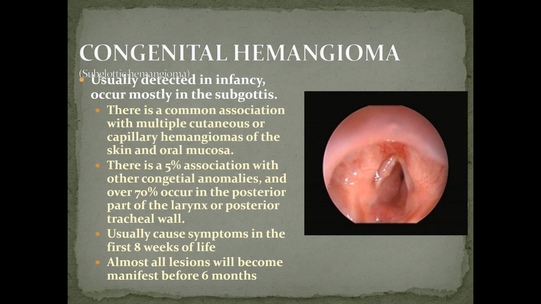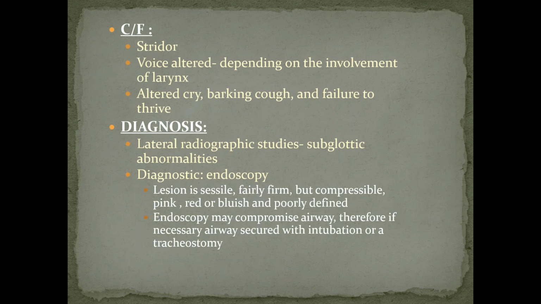Usually it causes symptoms in the first 8 weeks of life. Almost all these children will present with stridor within 6 months of life. So diagnosis is by video laryngoscopy or video stroboscopy. The lesion is sessile, fairly firm but compressible, pink or red or bluish in color, with poorly defined margins.